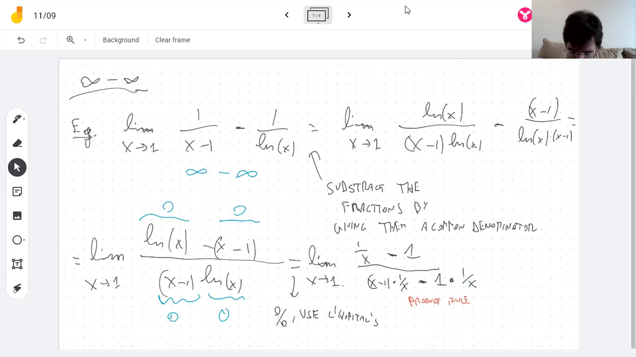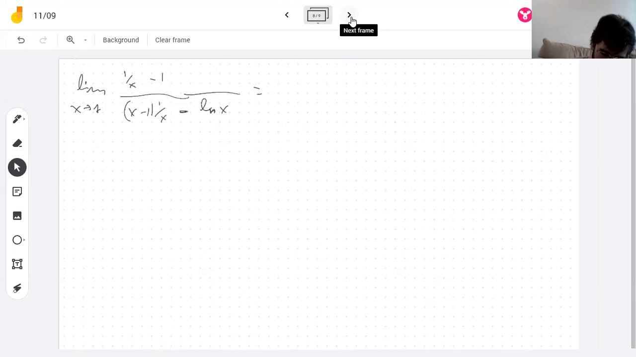Oh, wait a minute, no. I just did this wrong. The derivative of the first times the second, so logarithm of x. So the numerator, okay, they still both look like 0. The numerator is 0. This is 0, and this is 0. So I should try to do it again.